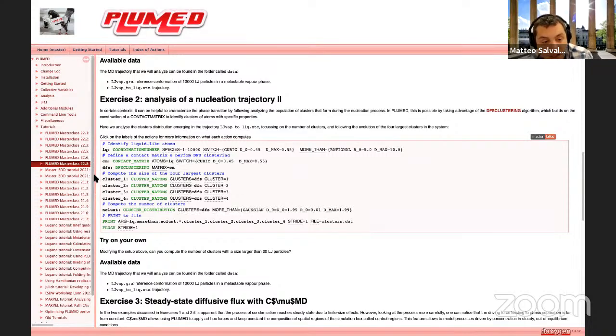With these actions, we are computing the largest, second largest, third largest, and fourth largest cluster. Then we print out the information with this print statement. Another aspect that is interesting for following the dynamics of this process is the number of clusters, and this is computed using this cluster distribution statement.